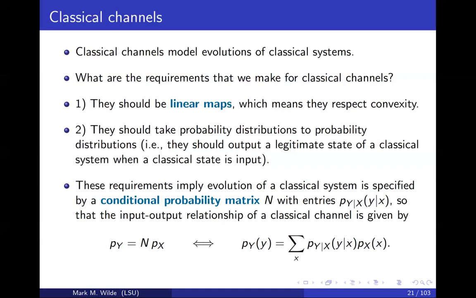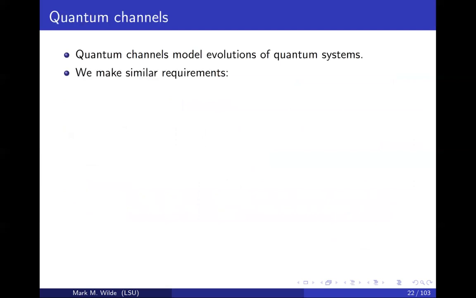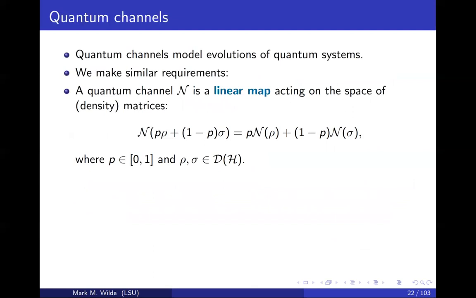Okay, quantum channels, they model evolutions of quantum systems. And for the same reasons that I stated previously for the classical case, we demand that a quantum channel be a linear map. Okay, so that means it'll respect this convexity. So if the channel acts on a probabilistic mixture of density matrices rho and sigma, the output will be the probabilistic mixture of the individual outputs. So that's what convex linear corresponds to, and then more generally, we just demand linearity.